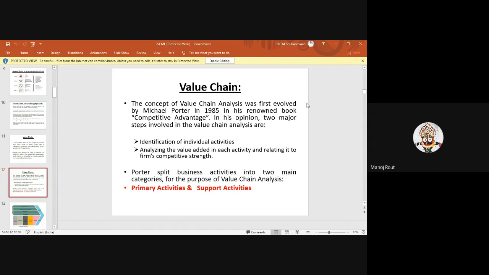As you know, many organizations nowadays are focused on competitive advantage to sustain in the market, to survive in the market, to succeed in the market. That is why value addition is more important in supply chain management. The next part is that Porter split the business activity into two main categories, that is primary activities and supportive activities. I will discuss them in the next slide.